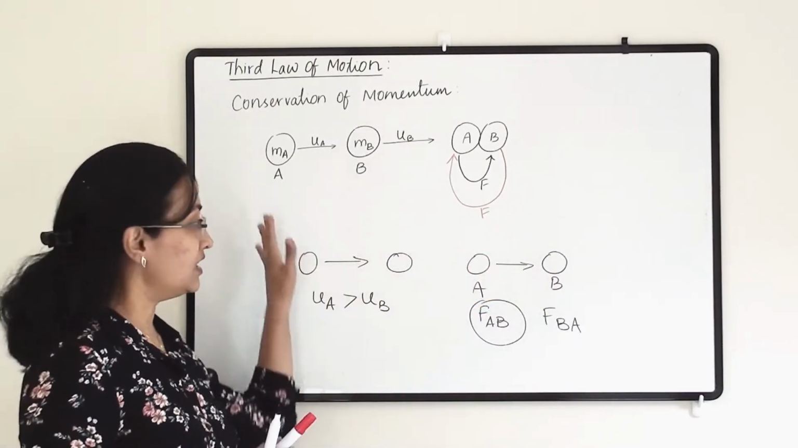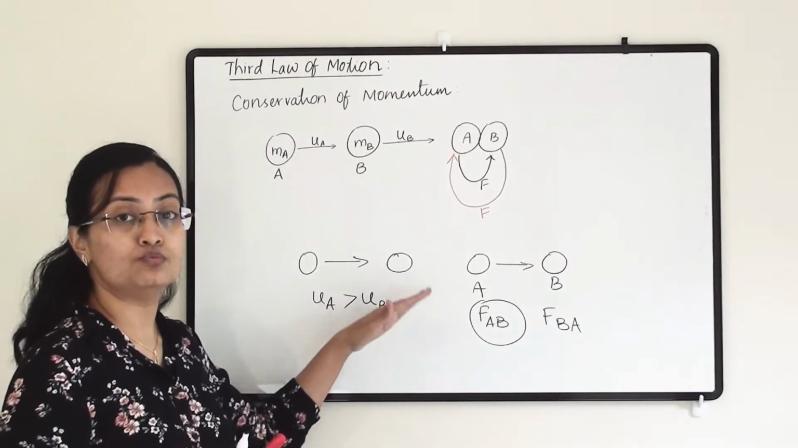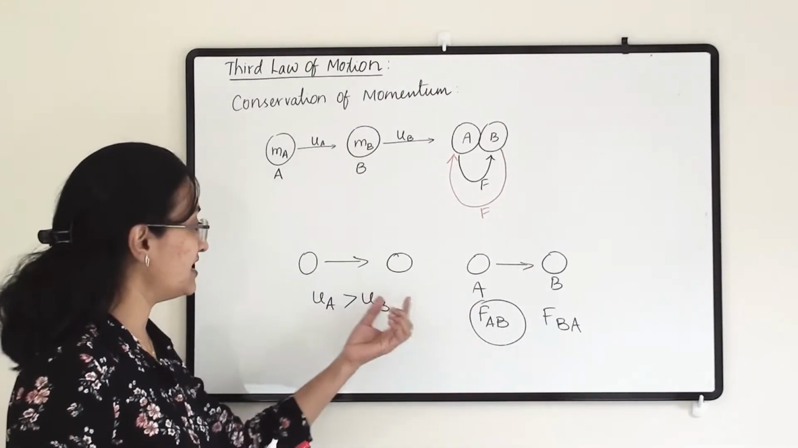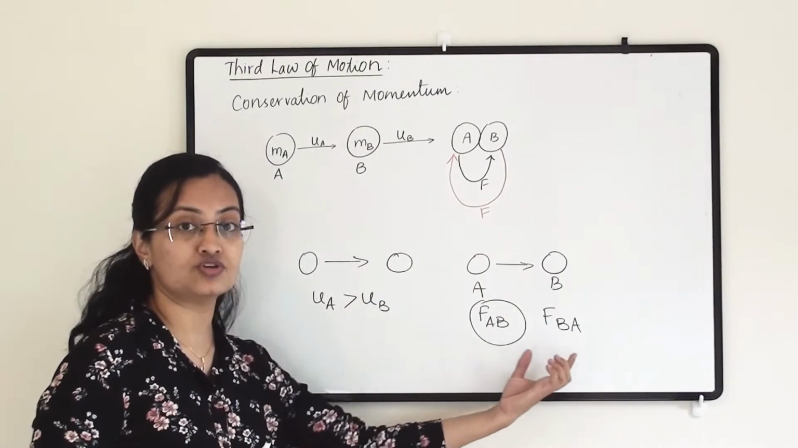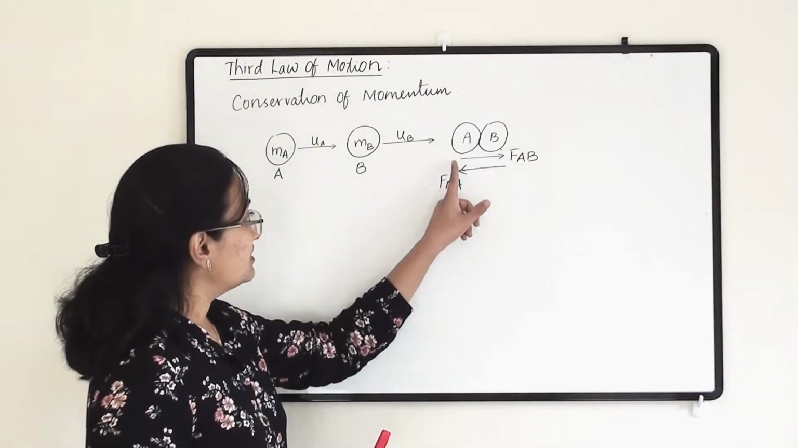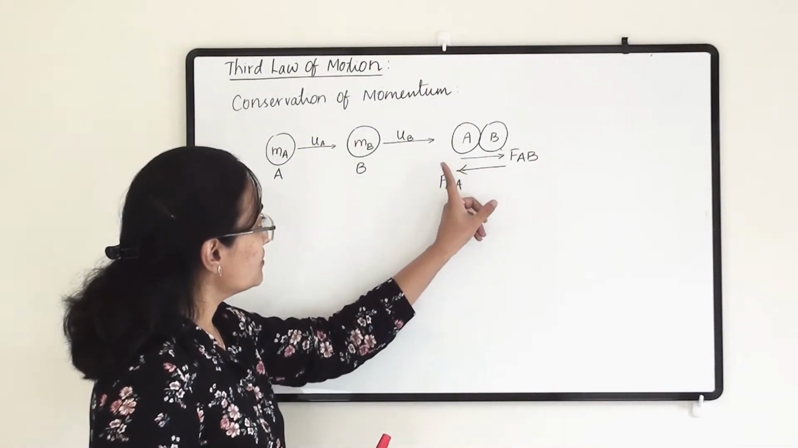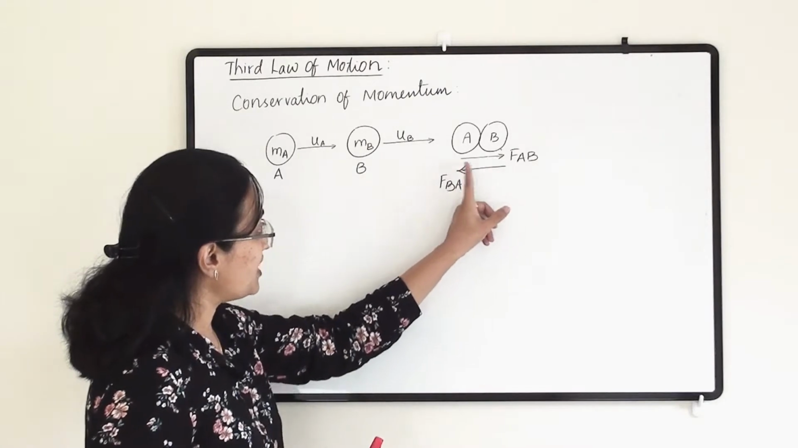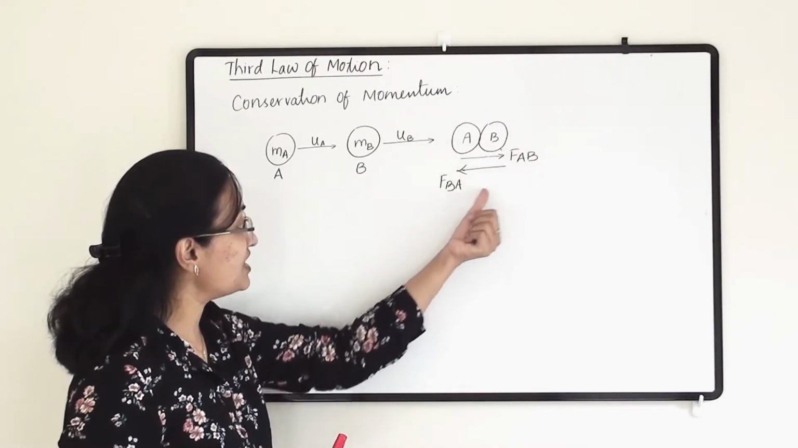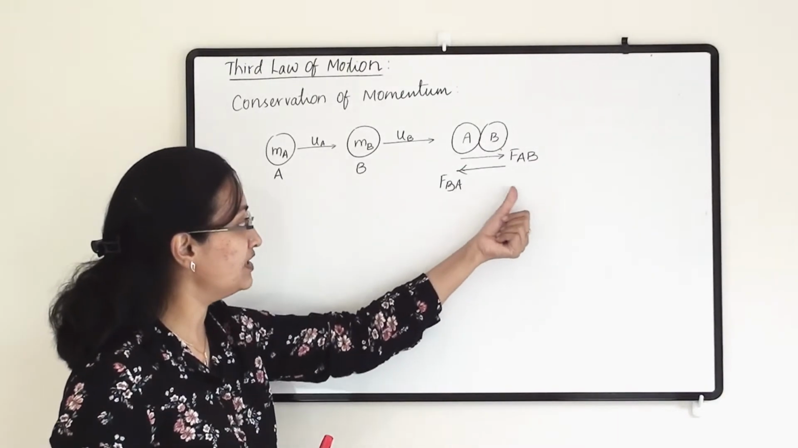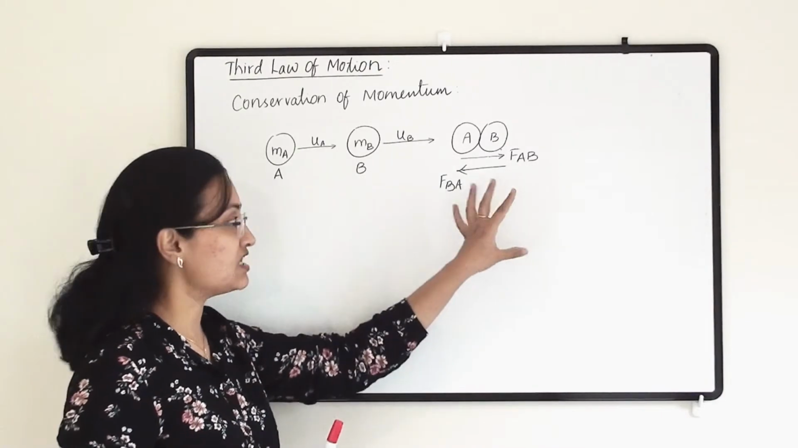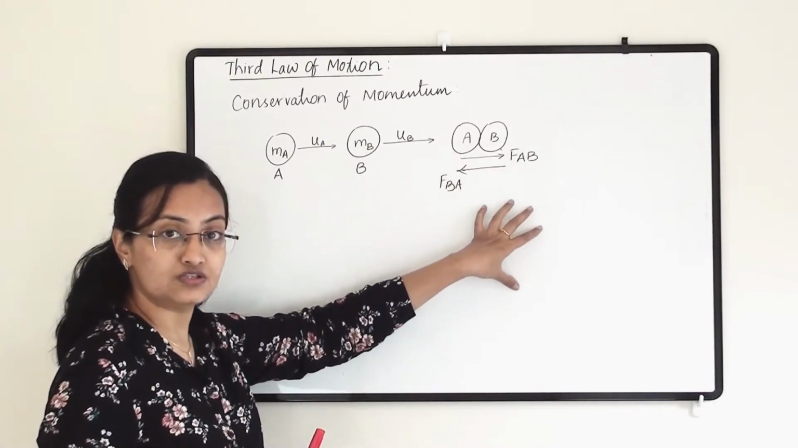We are converting this entire situation into a mathematical formulation: what will be the force in this situation. As discussed, there are two forces. In this direction, from A to B, the force is FAB, and the force FBA will be in the opposite direction to FAB. So these are two forces acting on these two objects.